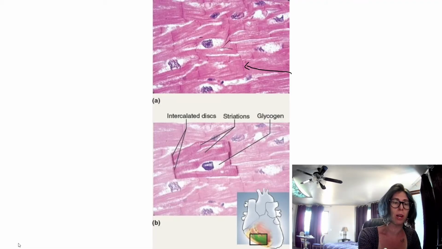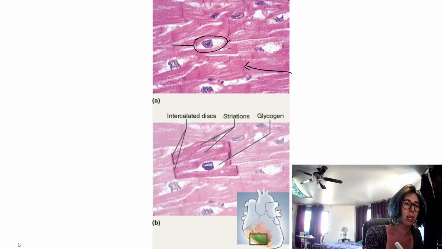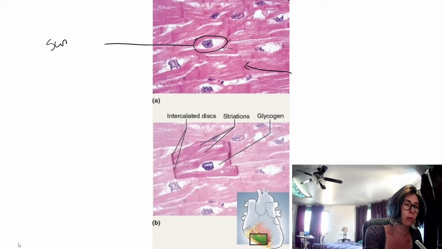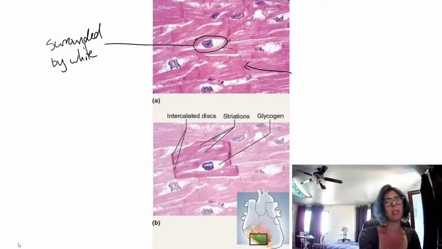And one thing I want to point out that we didn't really see in the other images is that the nuclei are often surrounded by white. Not always. That wasn't really apparent on the previous histology slides that I showed, but you can really see them, this white here. And what that white is, is glycogen.